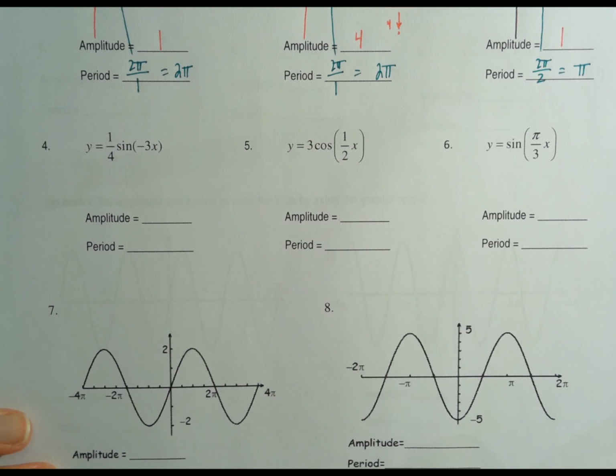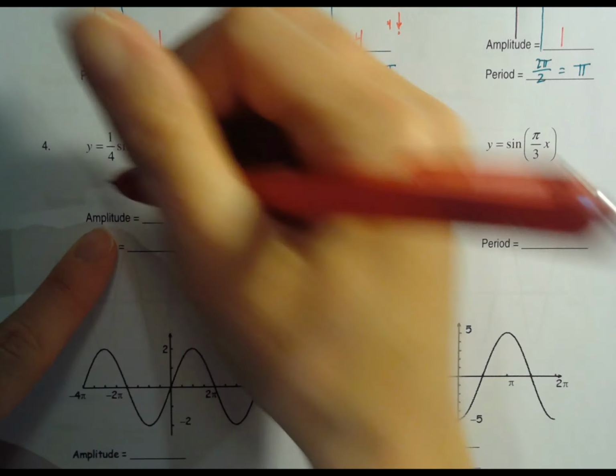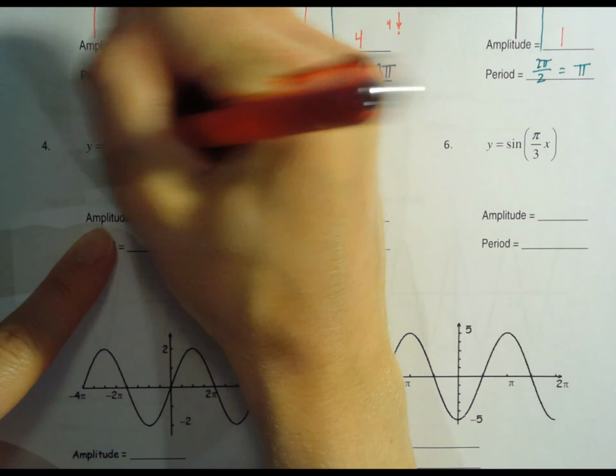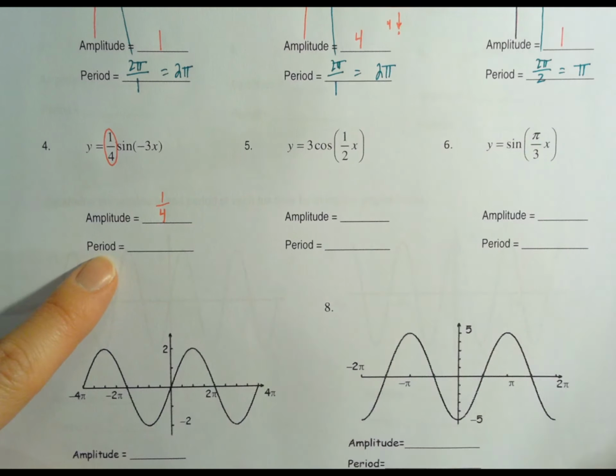I say look at 4 through 6 on the notes. So again, for amplitude, we're looking at the number that's in front of our sine or cosine value. So the amplitude for this function would be 1/4. So it's going to be a really short looking graph.